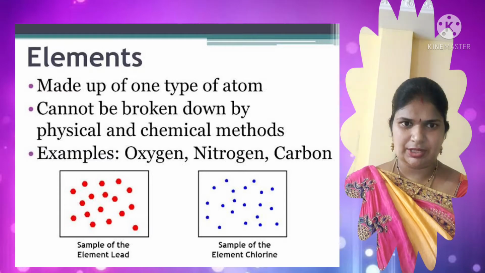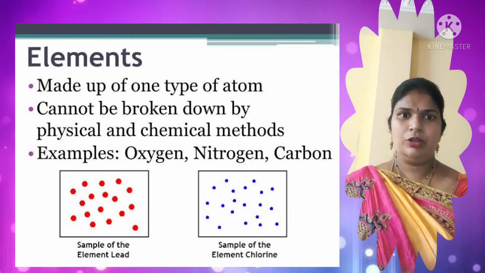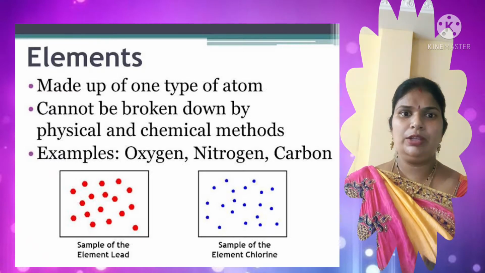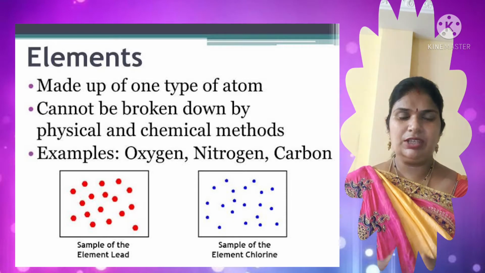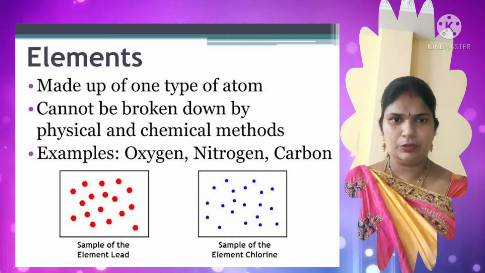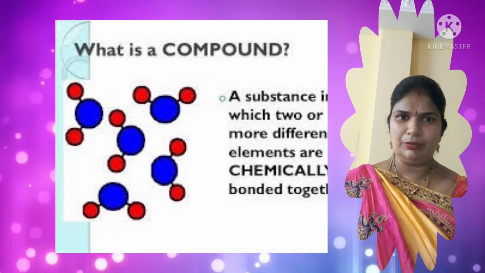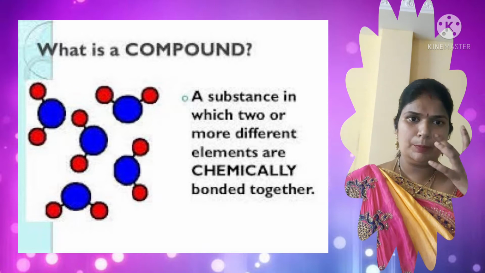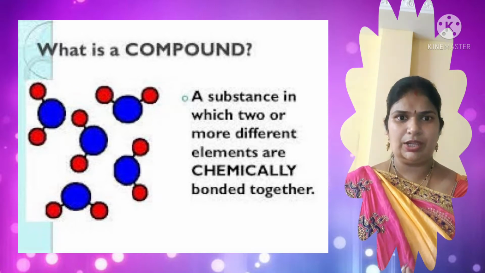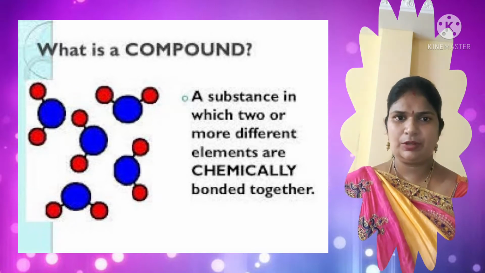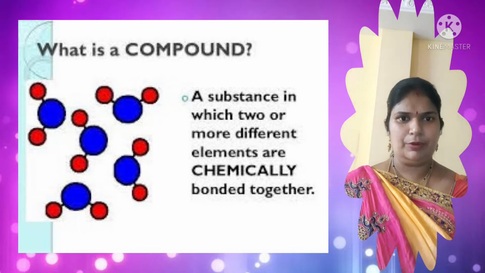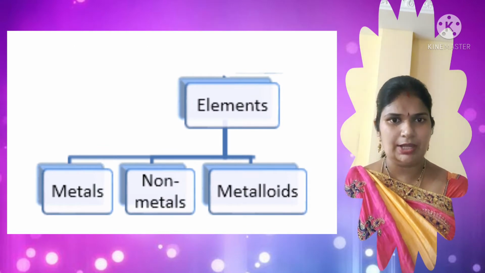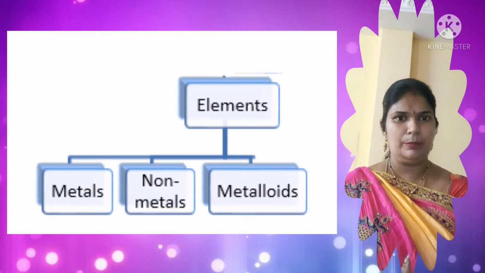An element is a substance which is made up of only one kind of atom. Okay? Only one kind of atom is an element. So how do we define a compound? A compound is a substance that is formed when two or more elements join together chemically. Okay? So that is said to be what? Compound. So these elements are further categorized as metals and non-metals.